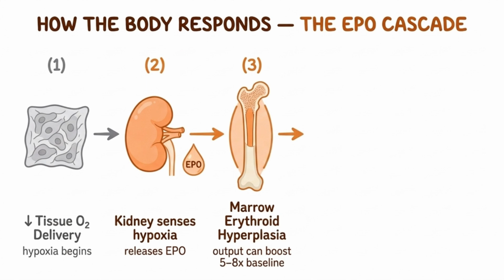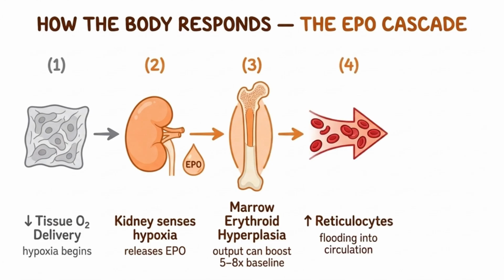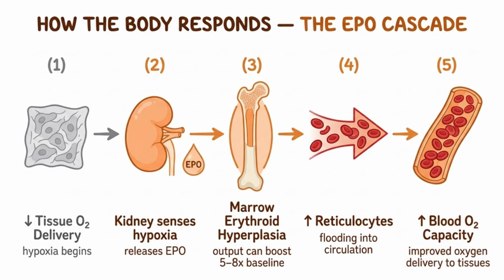And in severe anemia, erythroid activity can increase dramatically, up to 5 to 8 times the baseline. So more reticulocytes are released into circulation and ultimately oxygen delivery improves. That is the first major compensation. But what if the bone marrow is not sufficient? The body has some backup plans.